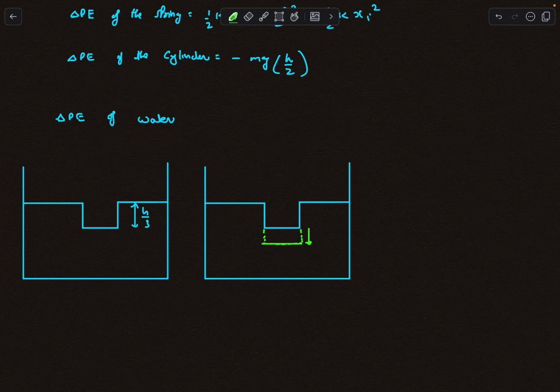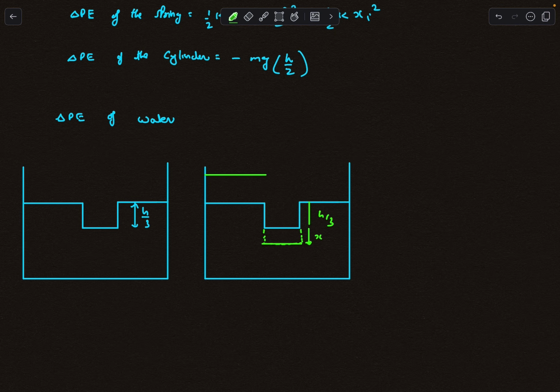which I drew with the dark green line. So basically the mass of the water that was initially present over here gets deleted, and that becomes empty space. So this distance is x, this distance is h by 3. And now what will happen is the mass that was initially present over here will come over here, right?